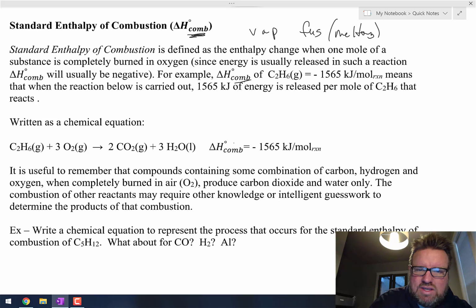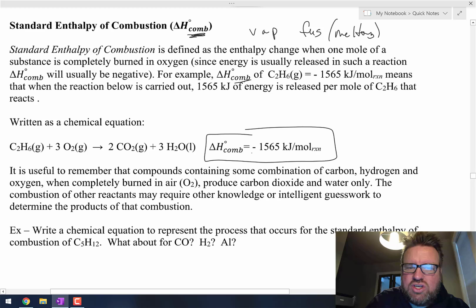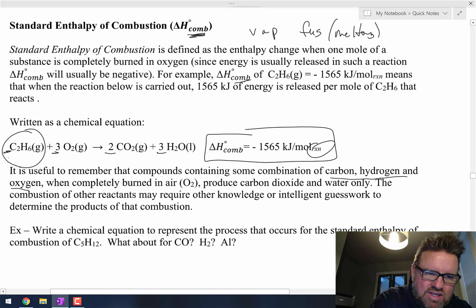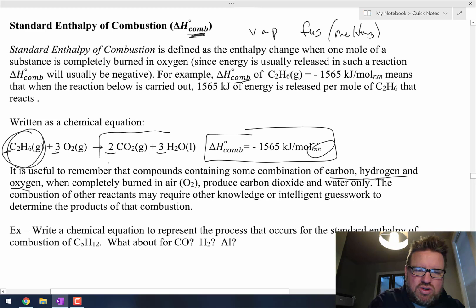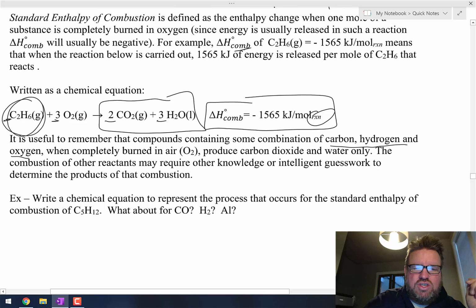And in this case, we can see that the enthalpy change for that reaction is negative 1565 kilojoules per mole of reaction. And again, that means if 1 mole of ethane reacts and 3 moles of oxygen react, you're going to get 2 moles of CO2, 3 moles of water. Remember that mole of reaction thing, that's really important. Okay, and again, anytime you have just carbon and hydrogen, or carbon, hydrogen, and oxygen, the products are always just going to be CO2 and H2O.